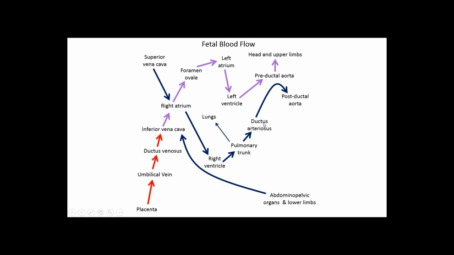Here's the ductus. After it's postductal, before it's preductal. And the preductal aorta is continuous with the postductal. So we have somewhat oxygenated blood mixing with this poorly oxygenated blood in the postductal aorta, and that even more mixed blood is what travels to the abdominal pelvic organs and lower limbs.